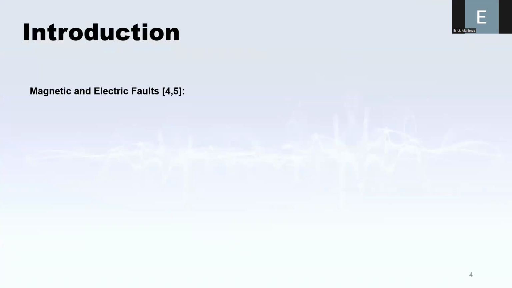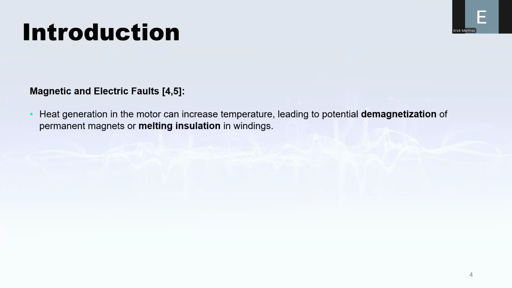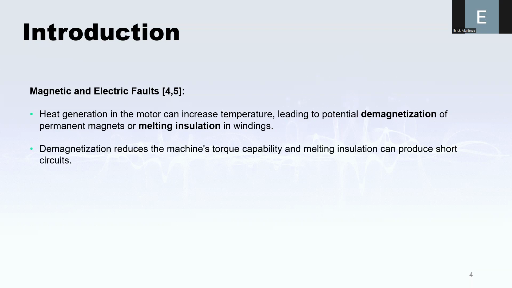And if we talk in particular about the magnetic and electric faults, they are produced by the heat generation inside the machine, that also increases the temperature, which can lead to the following faults: the demagnetization of the permanent magnets in the motor, or the melting of the insulation in the windings. And the demagnetization also reduces the machine's torque capability, and melted insulation can produce short circuits. So based on these two factors is why we are interested in considering the temperature.